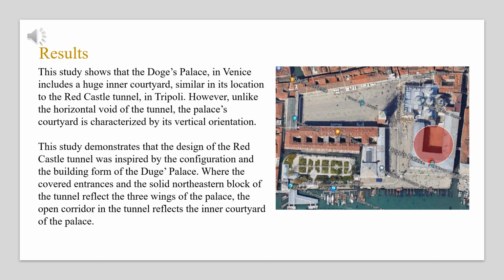The study also demonstrates that the design of the Red Castle Tunnel was inspired by the configuration and the building form of the Doge's Palace. While the covered entrances and the solid northeastern block of the tunnel reflect the three wings of the palace, the open corridor in the tunnel reflects the inner courtyard of the palace.